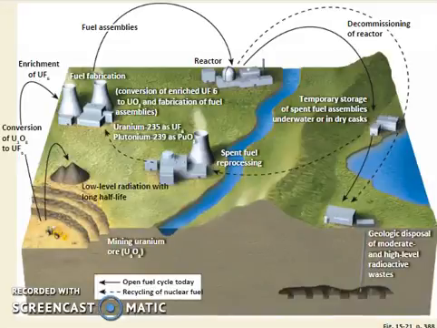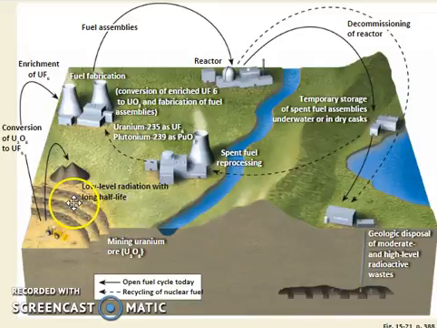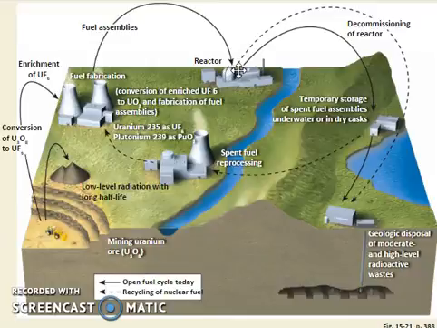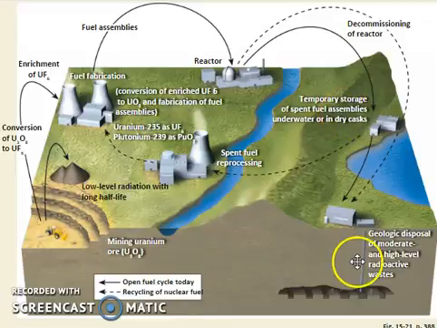Zoom in a little bit more here. So that's what this is trying to demonstrate. So we're going to have to mine the uranium. We're going to have to process it. Then we're going to put the fuel assemblies in the reactor. We're going to use the reactor. We're going to have to decommission the reactor, store the fuel rods somewhere, and then usually we end up burying our radioactive waste somewhere.